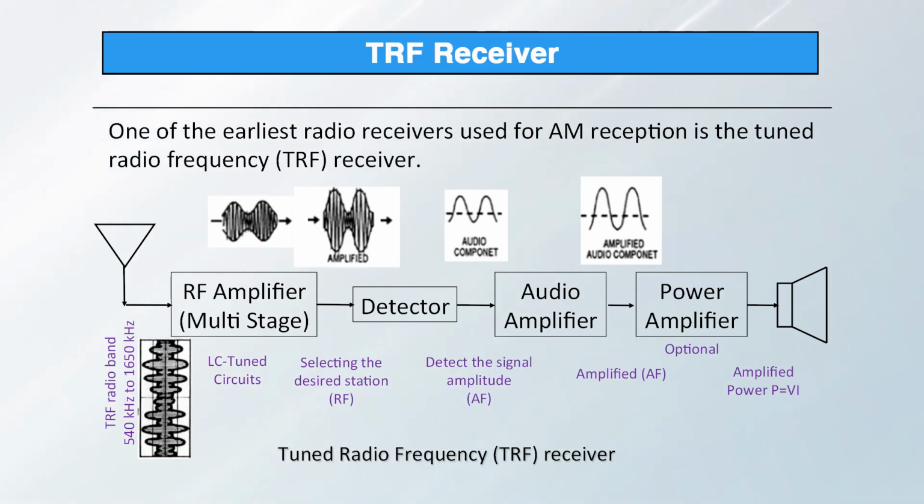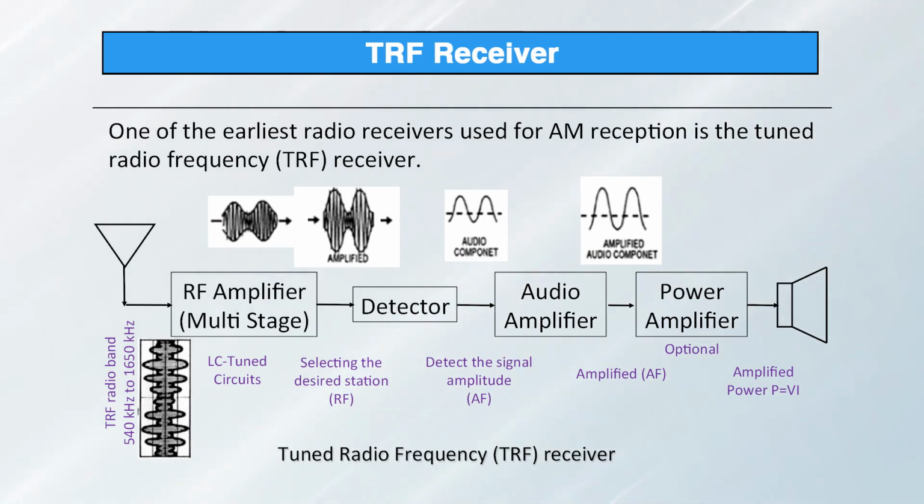It provides initial amplification to overcome the inherent noise and losses in the antenna and the transmission line, and sets the stage for subsequent stages to process the signal more effectively. Now, for the design considerations: it must be tuned to the frequency of the desired radio station to maximize signal reception. Selectivity is critical to reject unwanted signals and noise. The second component is the detector.